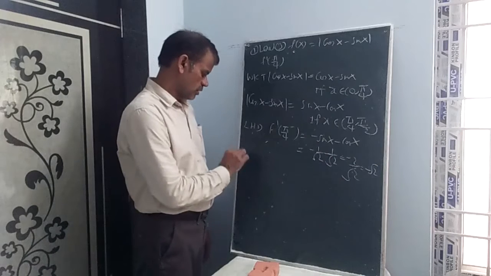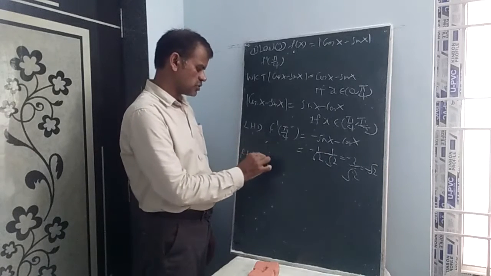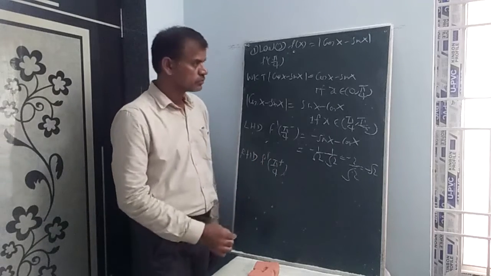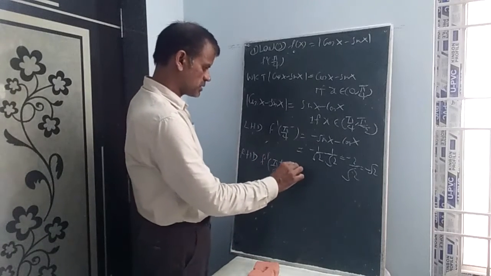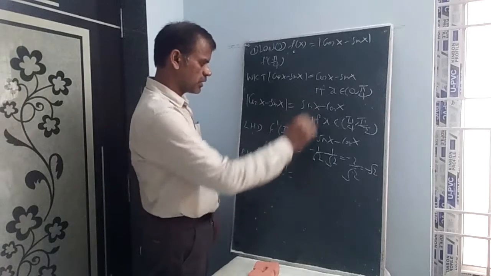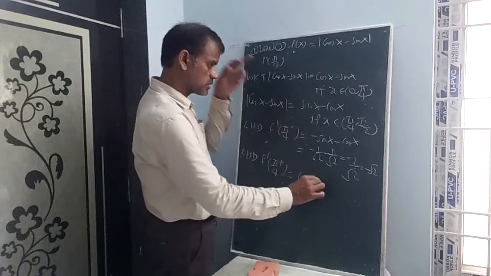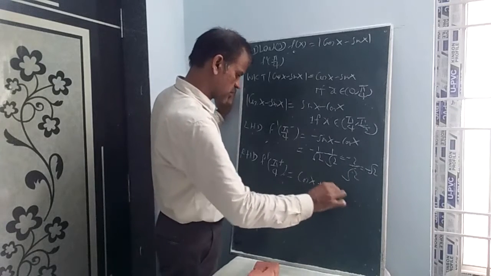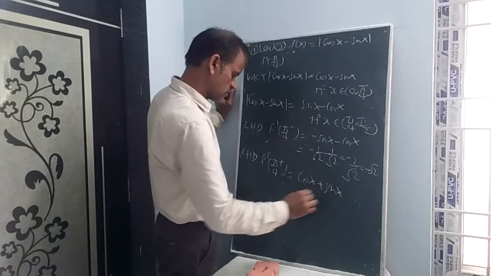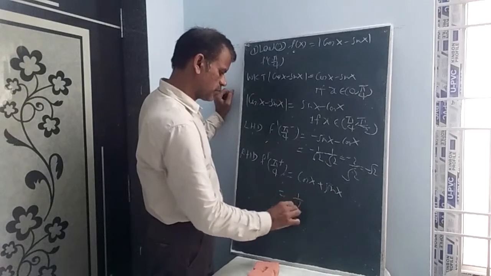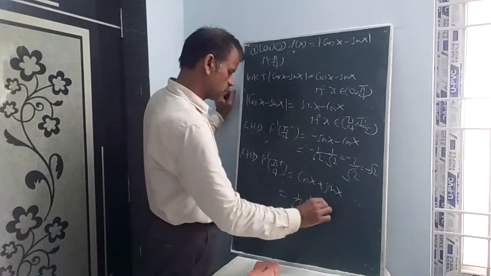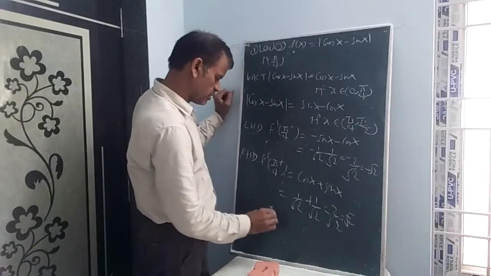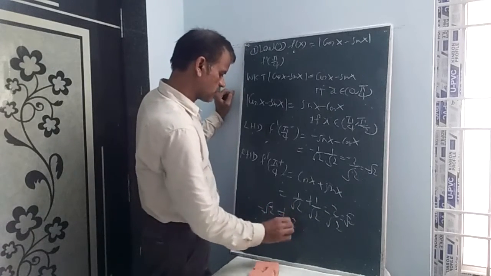Keep that aside. Now calculating RHD. So it is f dash of pi by 4 plus. Now you calculate the derivative of this one: sin x derivative is cos x, minus cos x derivative is plus sin x. Now apply the values: 1 by root 2 plus 1 by root 2. So this is 2 by root 2, this is root 2. So it is entirely different here. Minus root 2 is not equal to root 2.